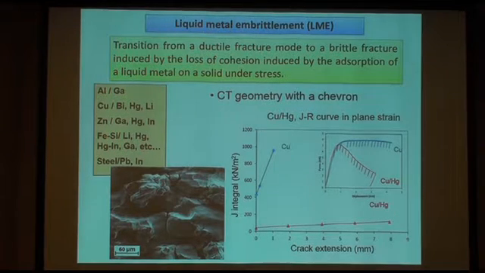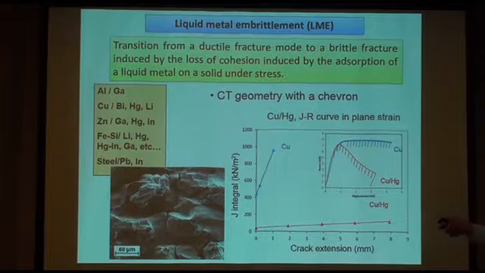So you all know about liquid metal embrittlement, but let me just remind you that it's a special case of environmental embrittlement. It's very different from hydrogen because the liquid metal is not going to be an interstitial in the solid. So the transition from the ductile fracture mode to the brittle fracture mode is induced by the loss of cohesion induced by the absorption of the liquid.